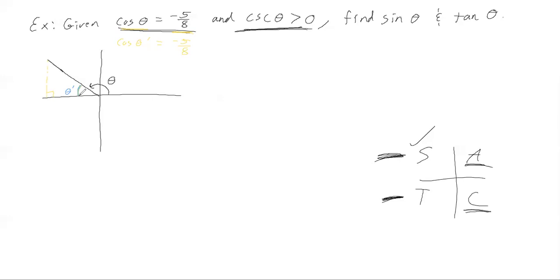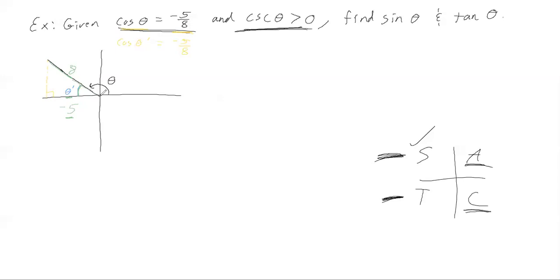What is a cosine in a right triangle defined as? Adjacent, right here, over hypotenuse. Well, this will be -5, and that'll be 8, right? Now notice how this one is -5. Why? Because this value of 8 is that distance right here. Remember we talked about distance has to be positive or 0. It can't be negative.